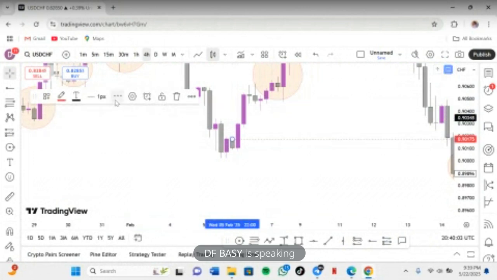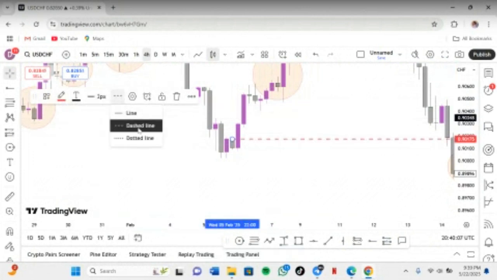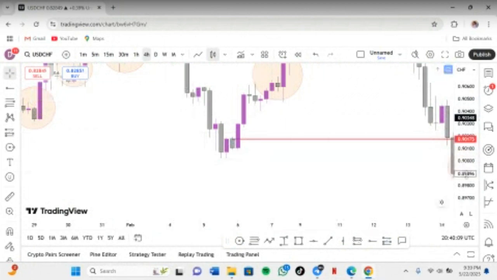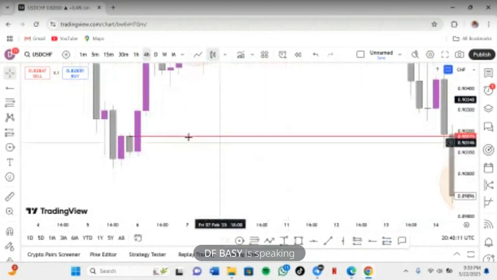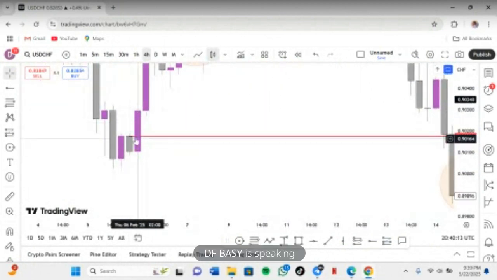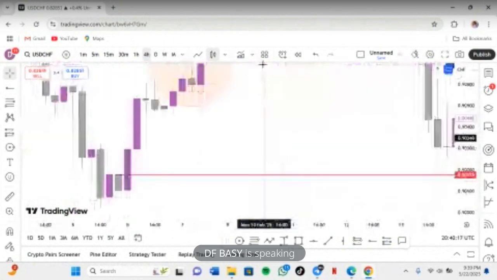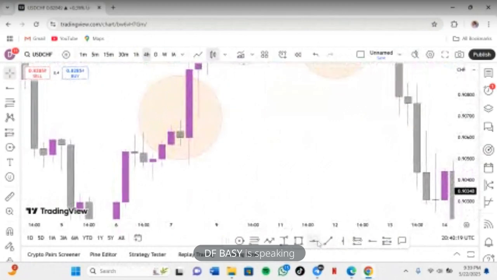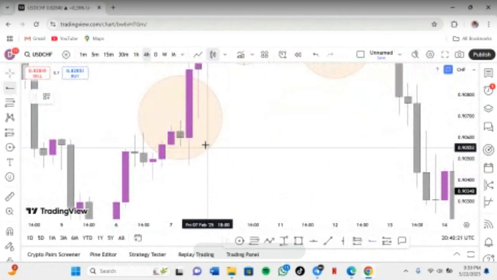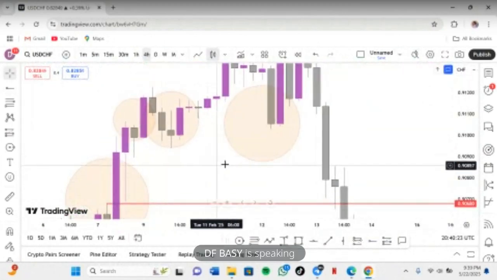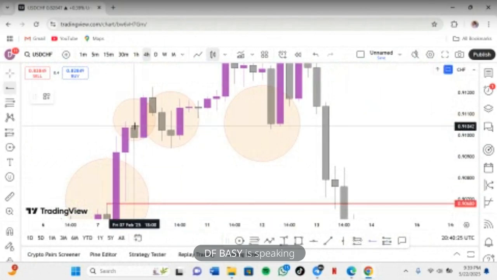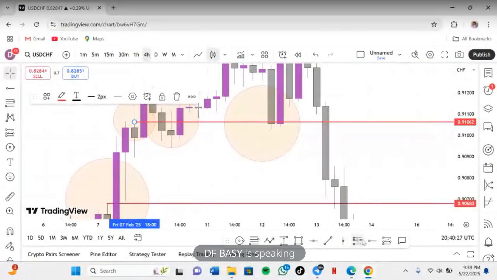It should close above this, right? So here you can see all the candles are marked. They did the same thing. This guy here too did the same thing. This guy over here too did the same thing.